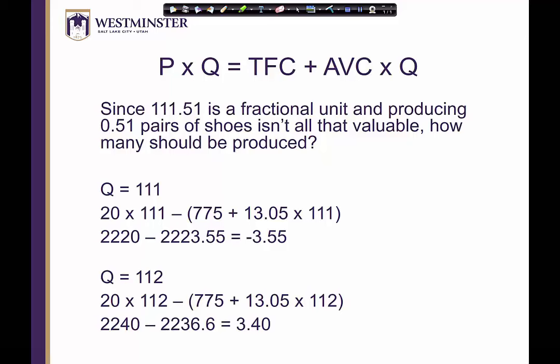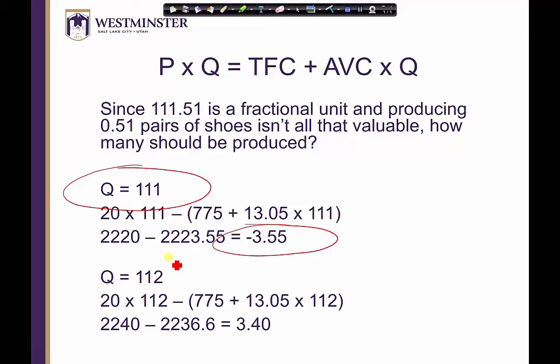Let's go ahead and take a look at this a little bit further so we can think about what happens with this fractional unit element that I referred to. If we restricted ourselves to 111 units, if we decided, well, let's only manufacture and sell 111 units, then that's going to bring us to the point where we actually have a $3.55 loss. We don't want a loss. In business, it's difficult enough to make money. It's easy enough to lose money. We don't have to go about designing losing money.